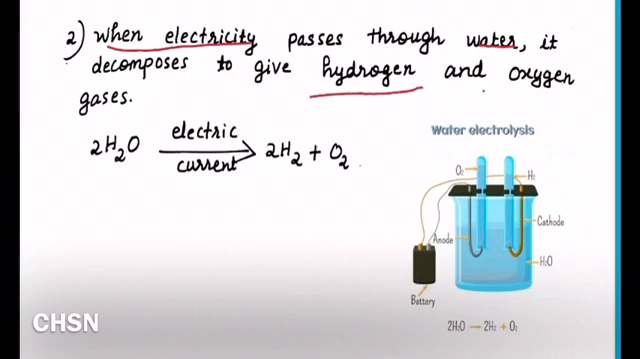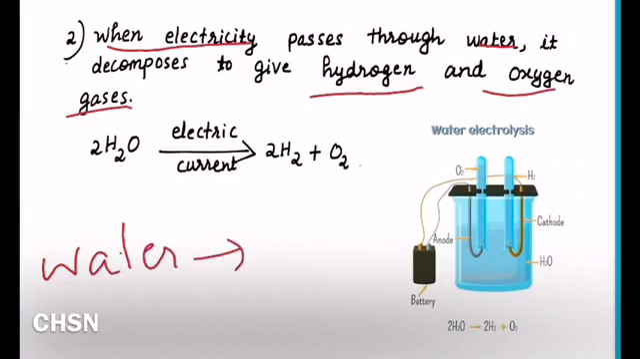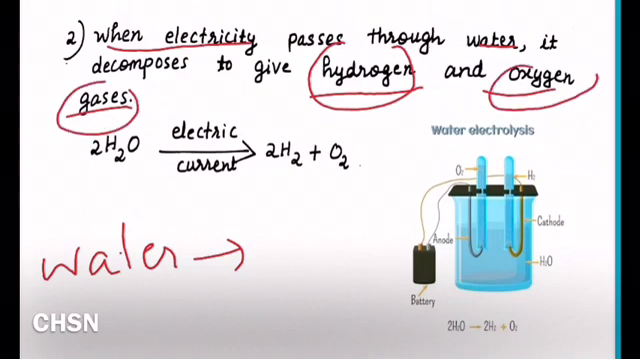The second example of decomposition is when electricity passes through water, it decomposes to give hydrogen gas and oxygen gas. So here we have one reactant, that is water. Water decomposes to give two products, first one hydrogen gas, second one oxygen gas. Can we say it is a decomposition reaction? Because as we know, in every decomposition reaction there should be only one reactant.